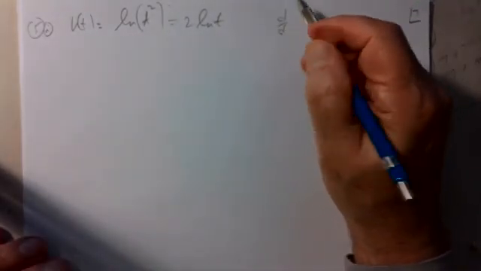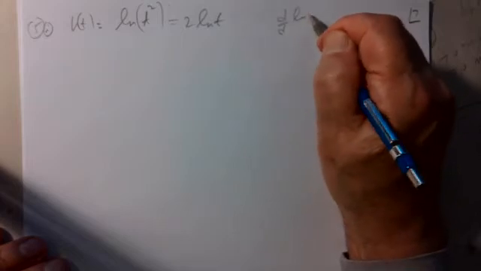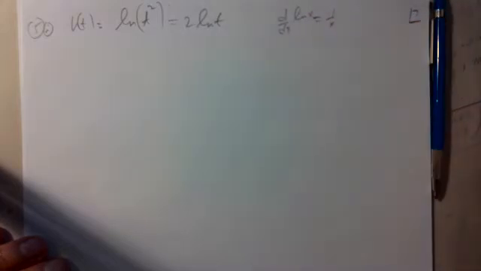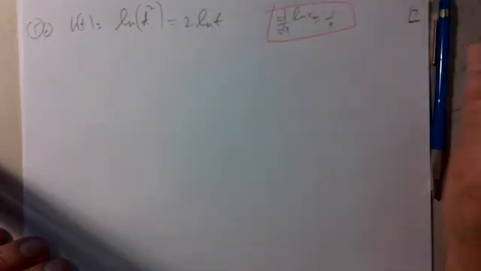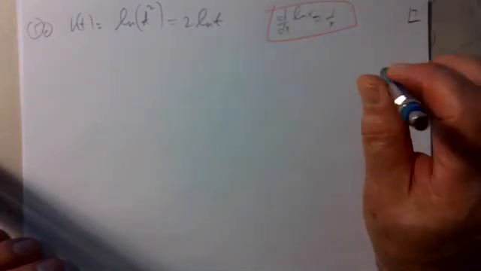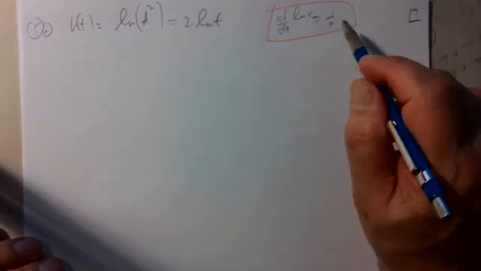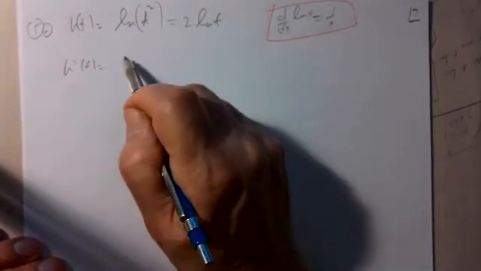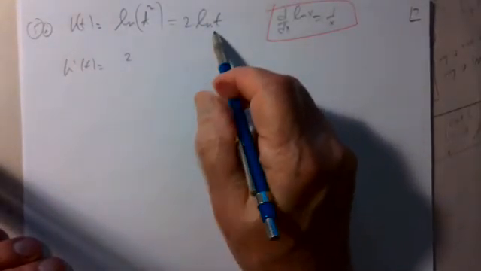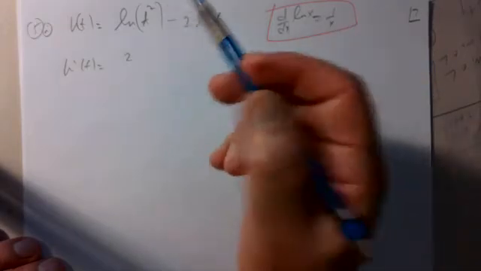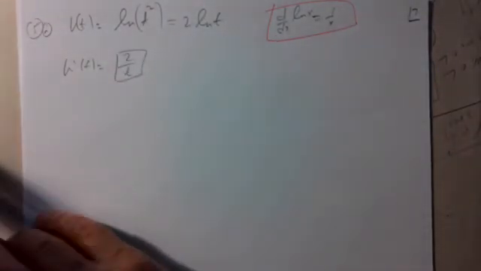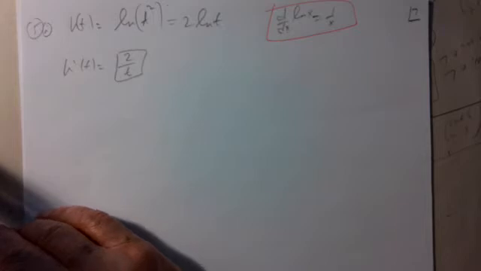And one of the basic differentiation rules is that the derivative of log x with respect to x is 1 over x. The derivative of e to the x is e to the x. The derivative of log x is 1 over x. So h prime of t is just 2 times the derivative of the log, which is 1 over t. So the answer is 2 over t. So that's all there is to it.